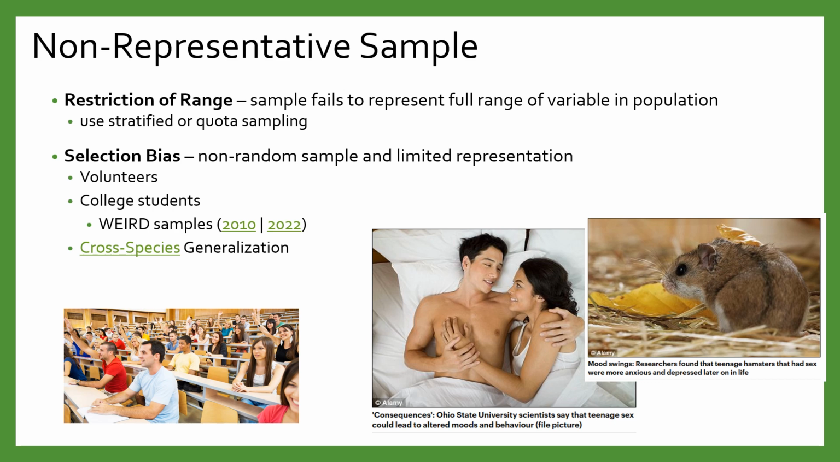The way that they looked at this was they really did find that those 40-day-old hamsters who got to have teenage sex were more depressed and anxious compared to the 80-day-old hamsters and the control group who didn't have any sex. But think about the way they measured depression.